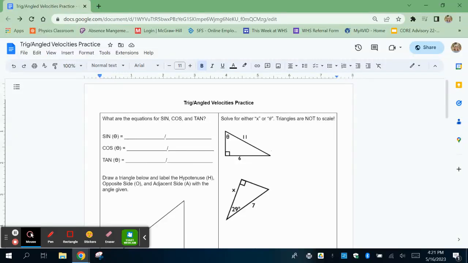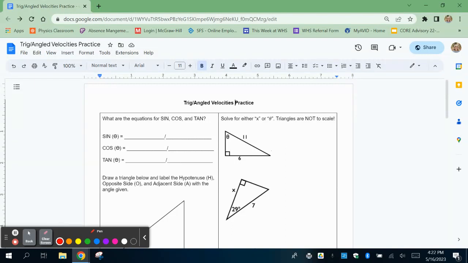This is going to be a review of trigonometry and angled velocities practice. We are going to go through some crucial trig skills to understand how to do angled velocities. Looking at this here, the first thing we have to understand are our trig equations. Sometimes you might have heard these called SOHCAHTOA. That's just a way to remember them, okay?